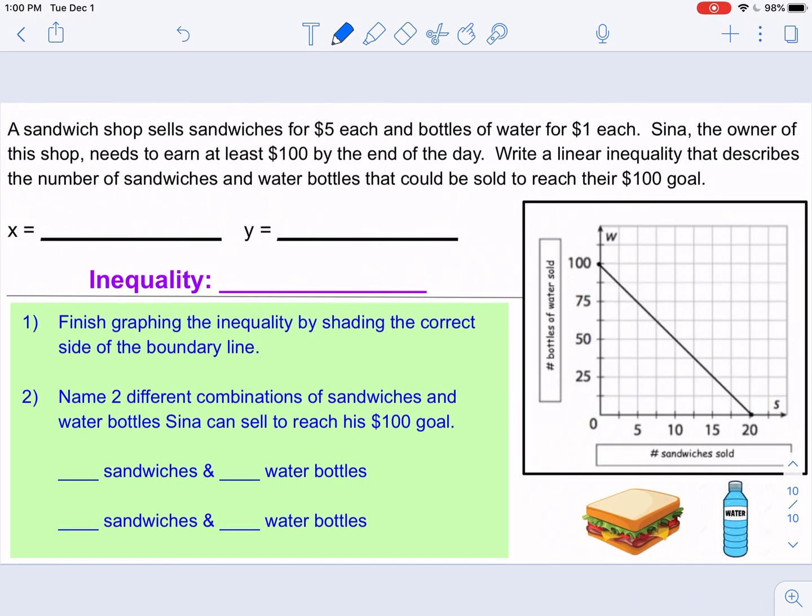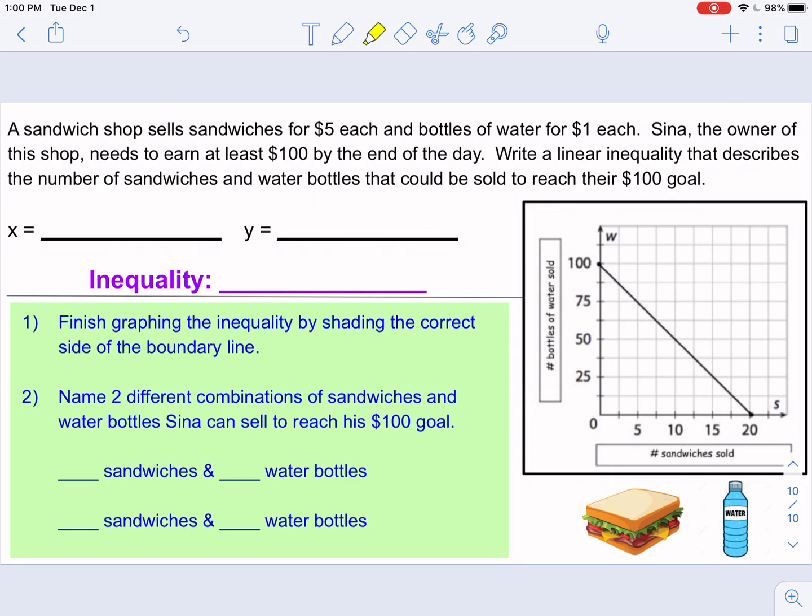Taking a look at one more, a sandwich shop sells sandwiches for $5 each and bottles of water for $1 each. Sienna, the owner of the shop, needs to earn at least $100 by the end of the day. Write a linear inequality that describes the number of sandwiches and the number of water bottles that could be sold to reach their $100 goal.